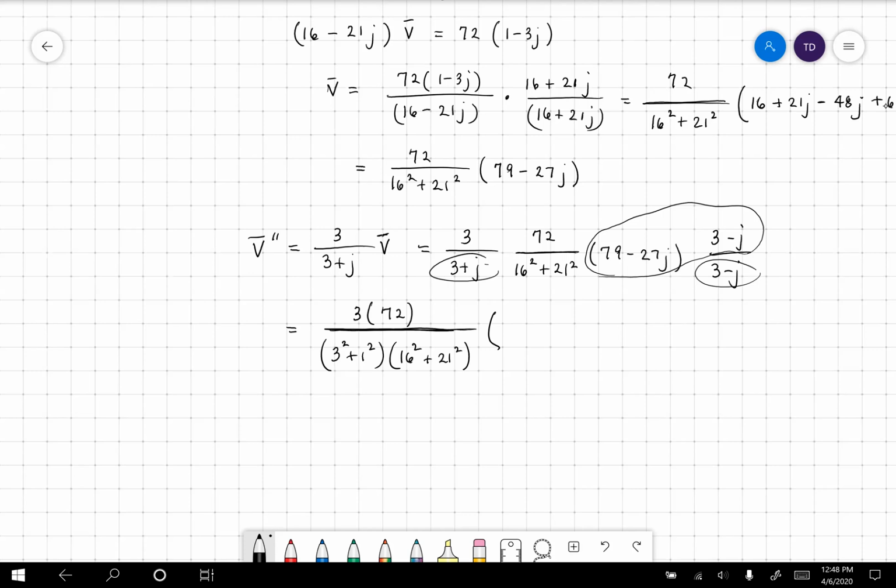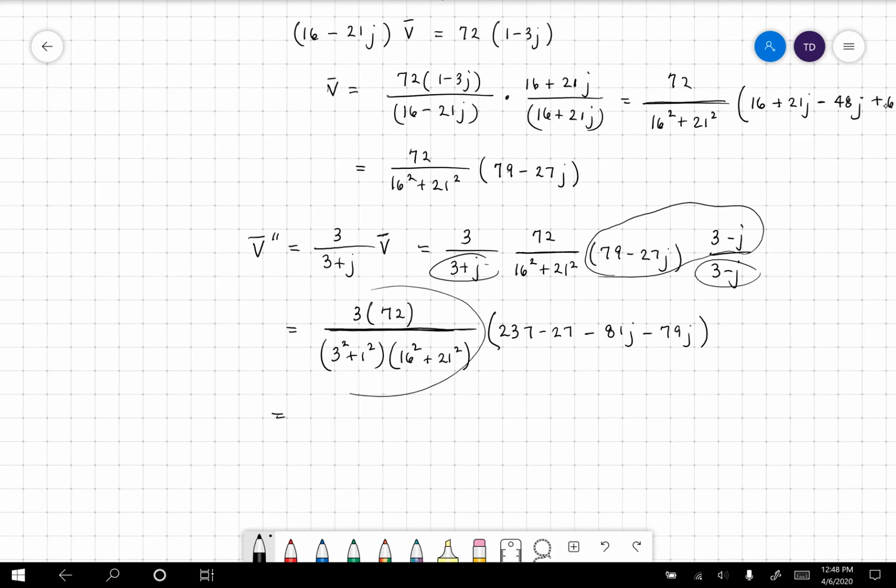So obviously, we have 79 times 3. That's going to give us 237. And then I have that minus 27. So 237 minus 27. That's the real part. For the imaginary part, I have minus 27 times 3. So that's minus 81, minus 81j. And then I have minus 79j. That's not too bad, actually, those numbers.